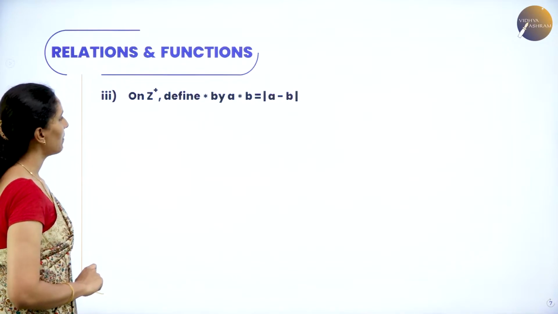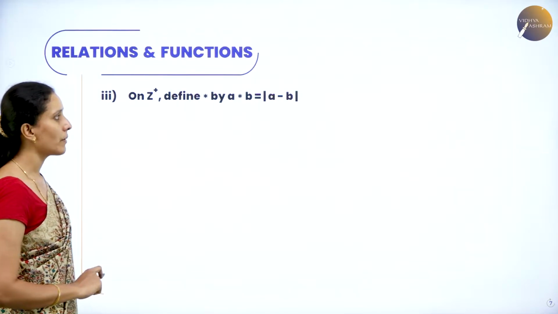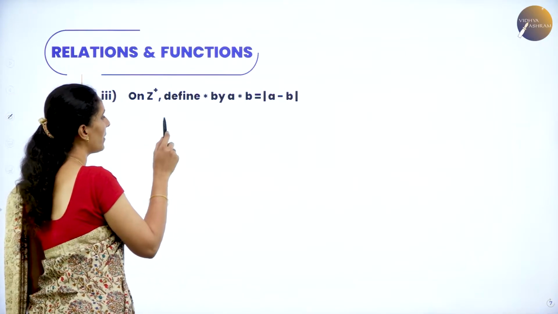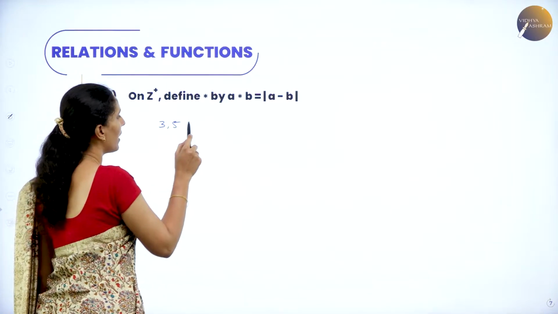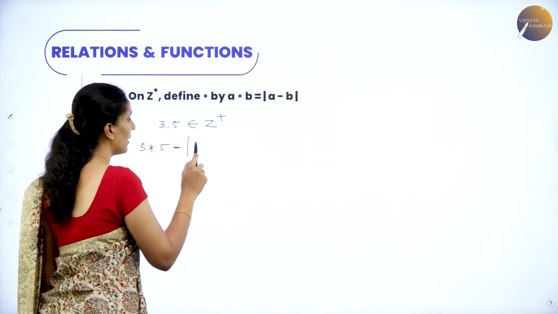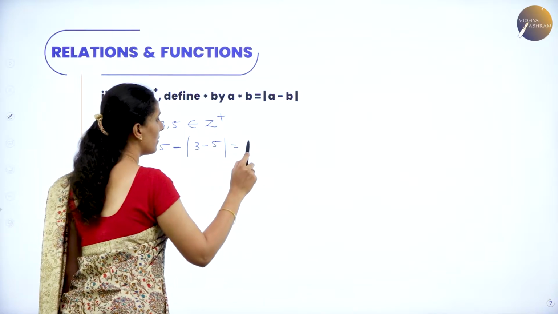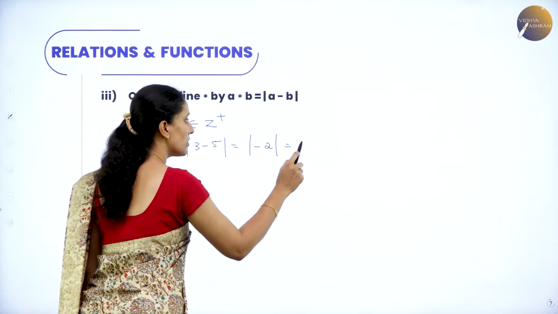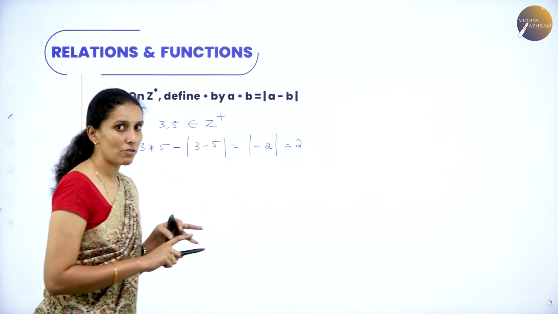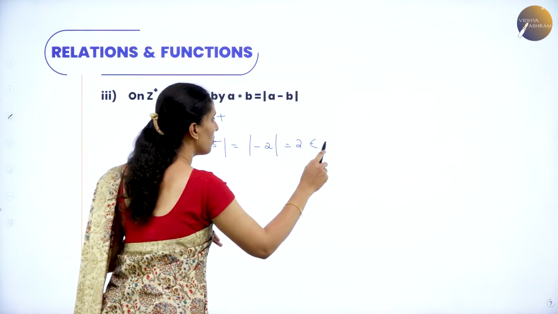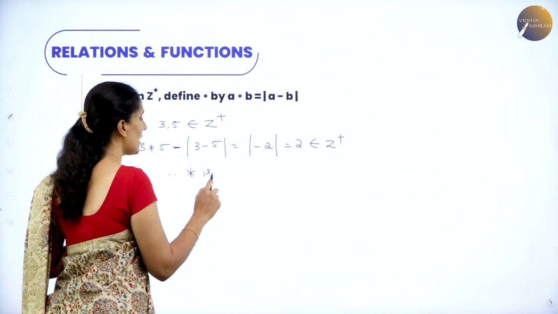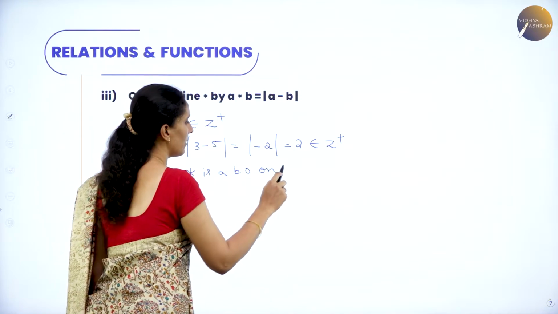Next one, on Z plus, define star by a star b is equal to mod a minus b. Again the same set of positive integers. Take any two elements, 3 and 5. 3, 5 belongs to Z plus. So 3 star 5 is nothing but 3 minus 5, which is nothing but modulus of minus 2, which is 2. So whatever you get inside, if you get a negative number, it becomes positive since you have a modulus function. So positive means it belongs to the set of positive integers. So therefore here, star is a binary operation on Z plus.